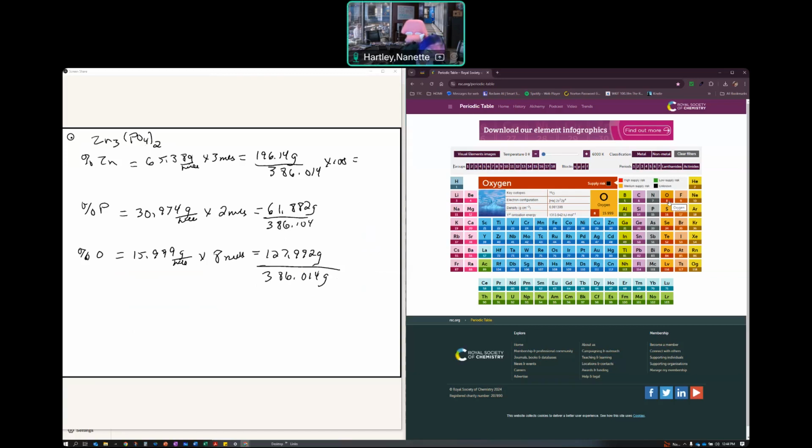Set all these up. And that looks like it's already ready. So, hooray! So 196.14 divided by 386.014 times 100 gives me 50.81 and 1, 2, 3, 4, 5, 8, 1, 2, 2%.